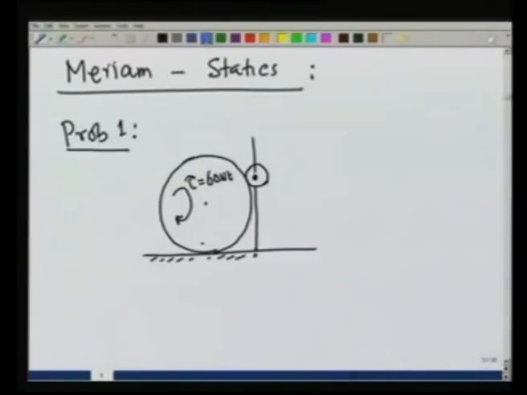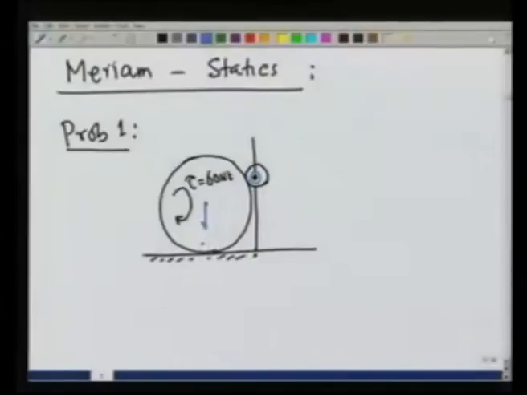Let me show the support in blue here. We want to calculate the force on the support at this point. The weight of the wheel is some W. You will see it does not really matter. Since the wheel does not move, therefore, it is a static equilibrium problem.